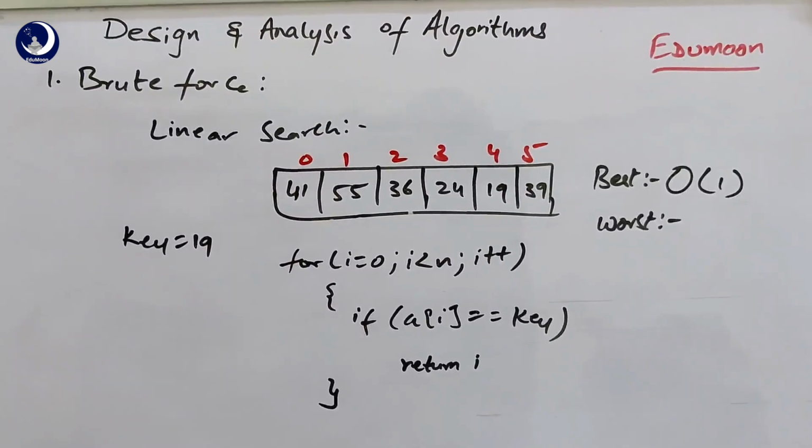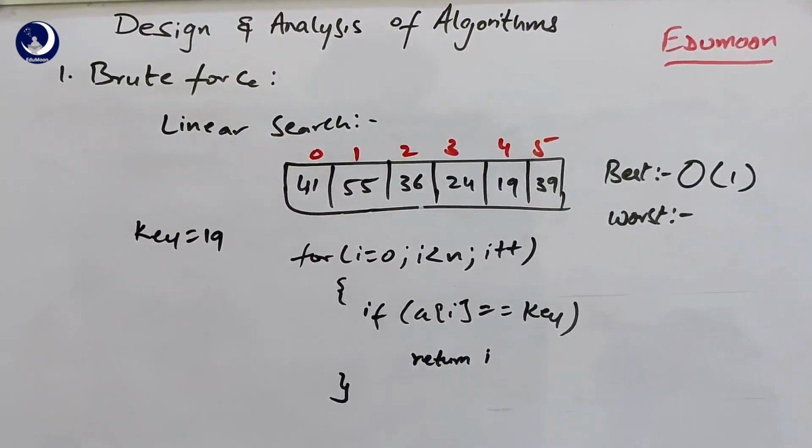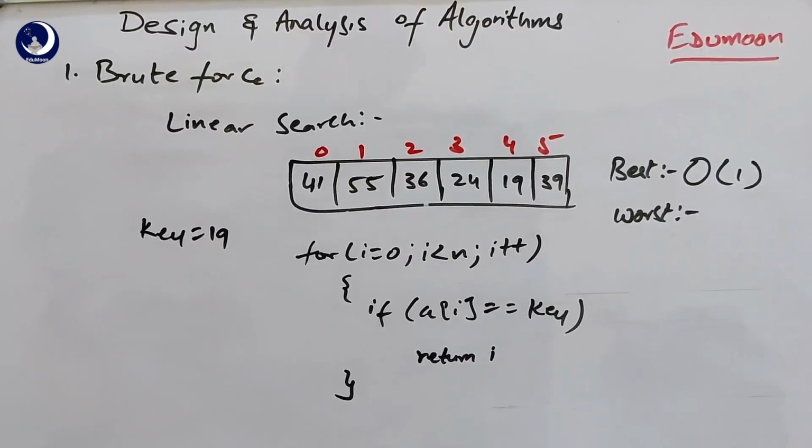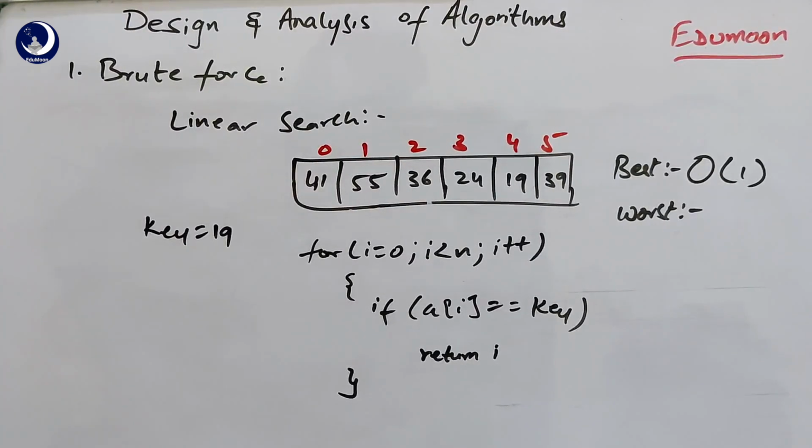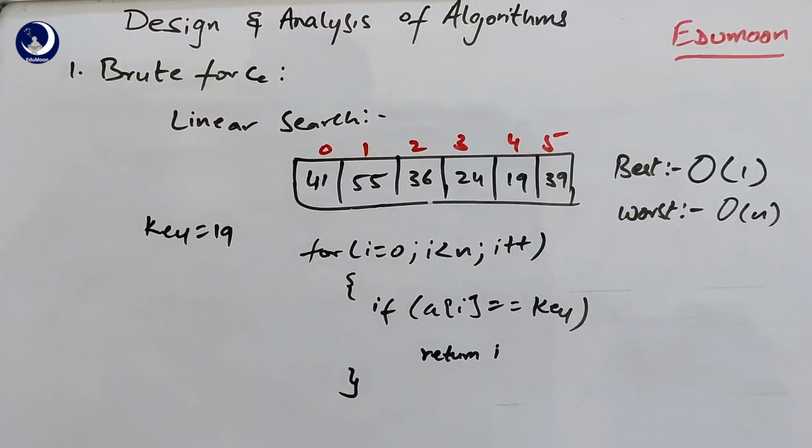So we find the element at the first position itself, then we call it the best case, that is big O of 1. And in the worst case, you can find the element at the end of the list, the last element. So then what happens is we search the n elements. So the time complexity is big O of n there, that is the worst case for the linear search. So this is how the linear search works.